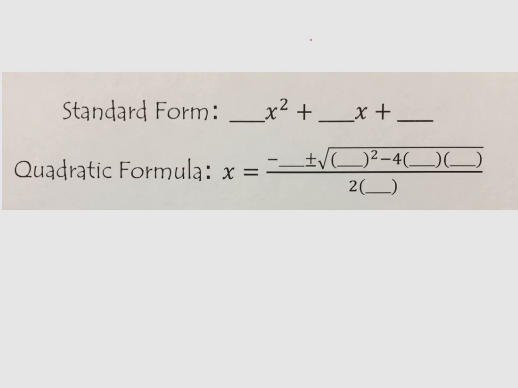Now, we all know standard form is ax squared plus bx plus c. So the quadratic formula is negative b, plus or minus, and this symbol means plus or minus because there's going to be two solutions, the square root of b squared minus 4ac, all over 2a. So you're going to solve this, then do this part plus this part, then that part minus that part. Okay.